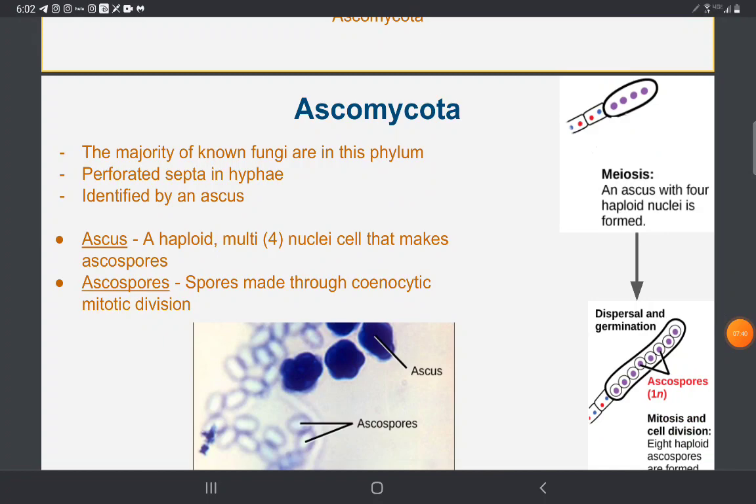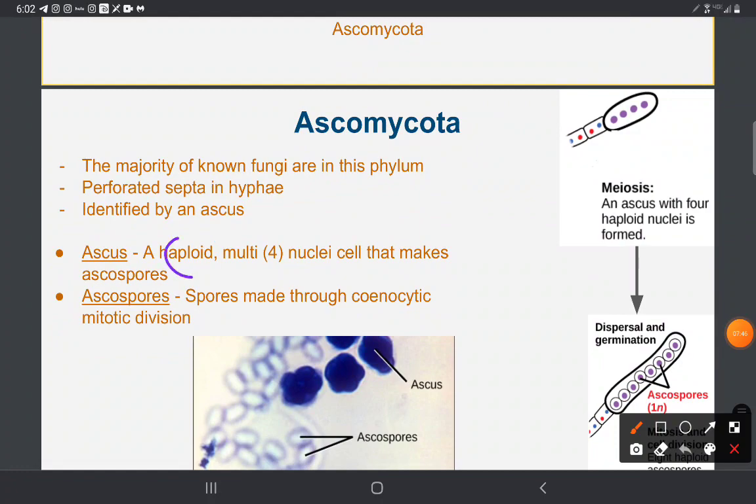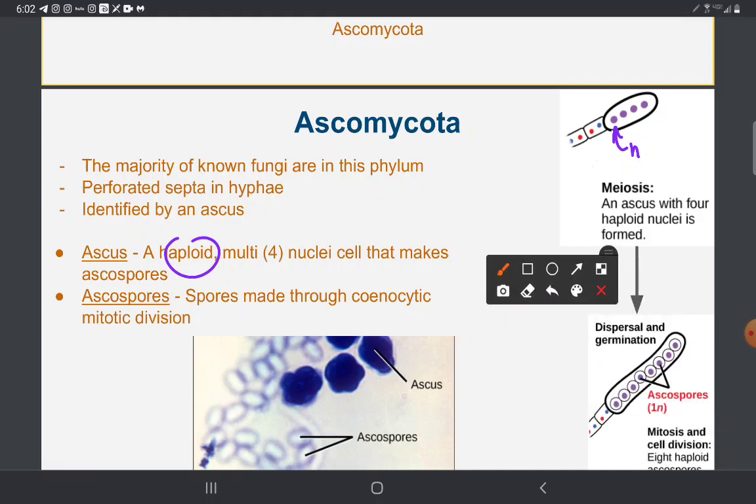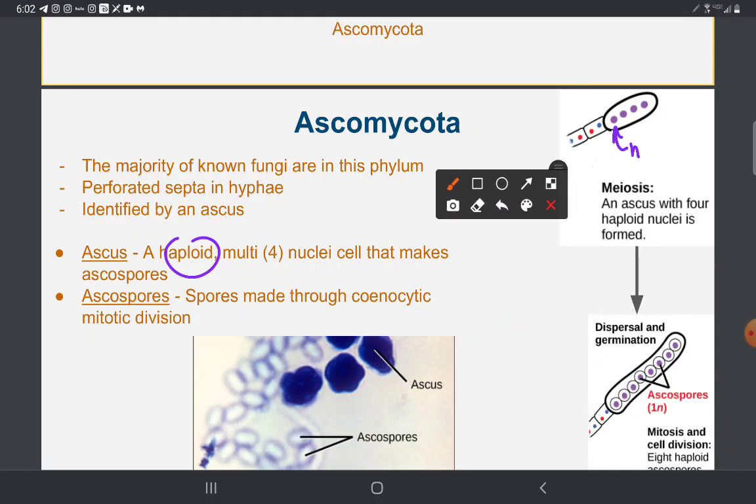So we identify them by what's called an ascus, and an ascus is haploid, actually. Haploid means N. So you look at these chromosomes, each one of these is N, but there's going to be actually 4 of them in this spore. And then they go through a process called mitosis, which is how you make your cells. But they're going through mitosis with haploid cells, so they're making haploid spores. So it's just a big clump of spores here, and we call this whole structure an ascus, and then the ascospores are inside of it. So basically, an ascus is filled with ascospores, if that makes sense.